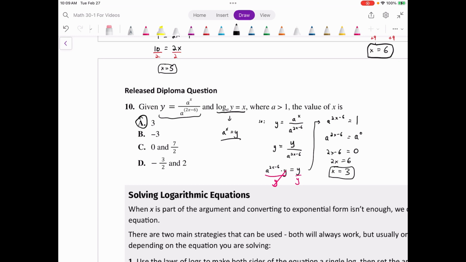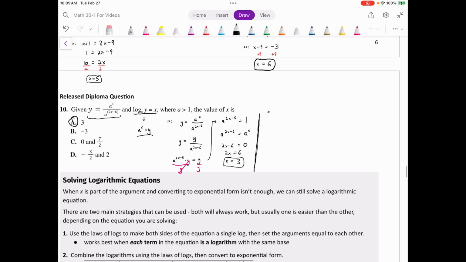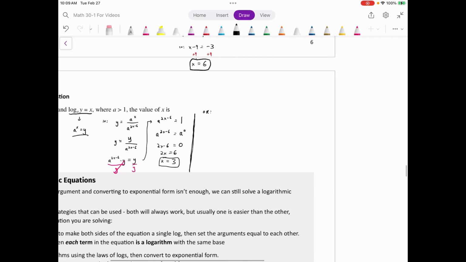Now, is that the only way to approach this? Definitely not, right? There might even be other ways that I'm not showing you here, but I'll show you one other way. We could have actually just jumped in and taken the log of both sides as well. Okay, so let's do that. Let's just try it out.